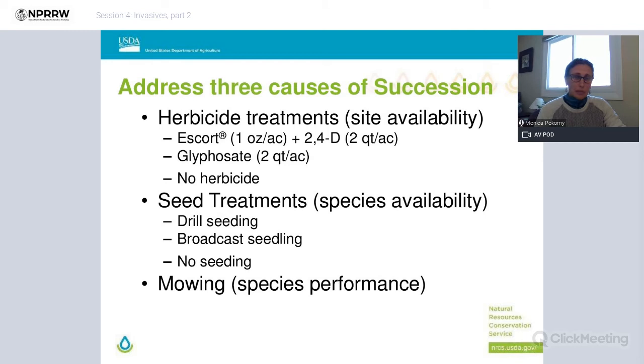And we did an experiment on this site where we addressed the 3 different causes of succession. So we used a herbicide treatment to open up the site and create site availability. We used 3 different herbicide treatments. We used 3 different drill or seeding treatments, where we used the same seed mix, but we either drill seeded it or broadcast seeded it to address the species availability on the site. And then we used mowing to address the species performance. And we were hoping to continue to impact the weedy species while we allowed our desired species to establish.